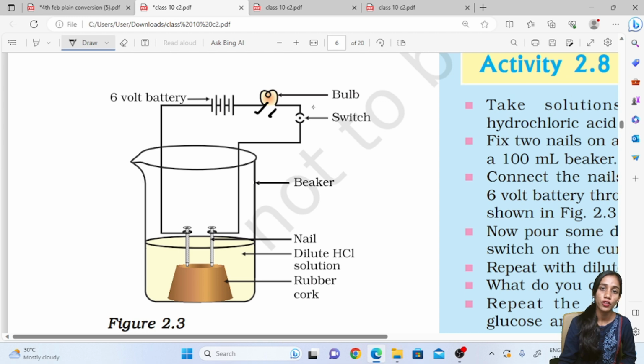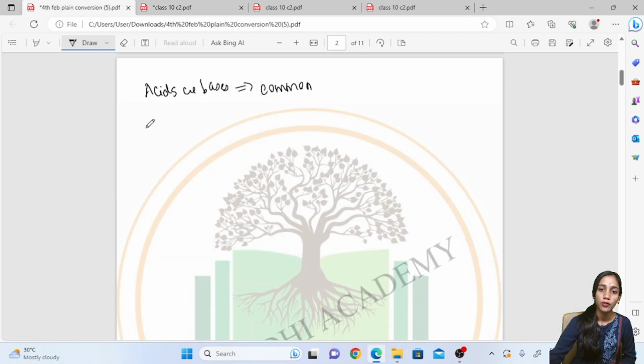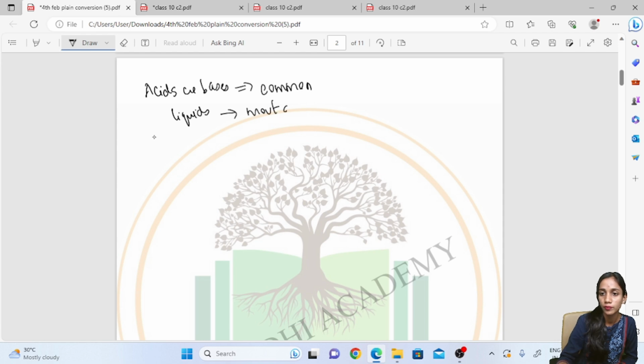Now what do we conclude from this? First of all, we have studied in the electricity chapter that for conduction of electricity there should be movement of charges. And for liquids to conduct electricity, there should be free movement of ions. If there is free movement of ions, then only the electricity will be conducted. So there should be the presence of ions and there should be free movement of the ions.